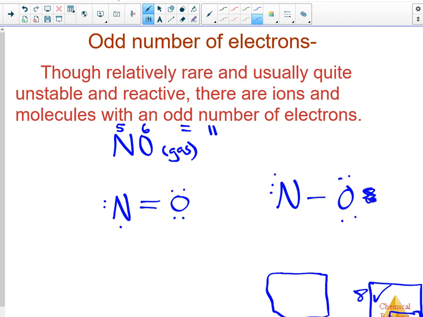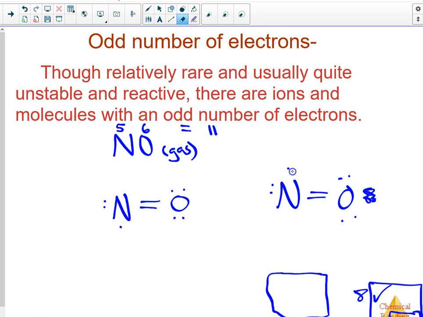So it is best to get rid of a pair, form a double bond. Oxygen is still octeted, correct? All right. And then nitrogen now, it's closer to an octet, but it is definitely short. You can put it on the top or the bottom, it doesn't really matter. I end up with this structure, and the octet rule is not satisfied because I had an odd number. All right?